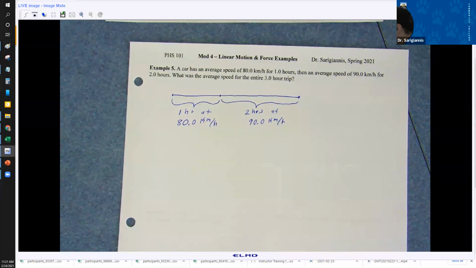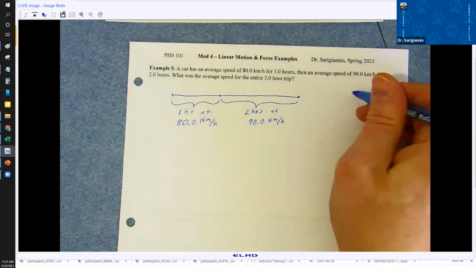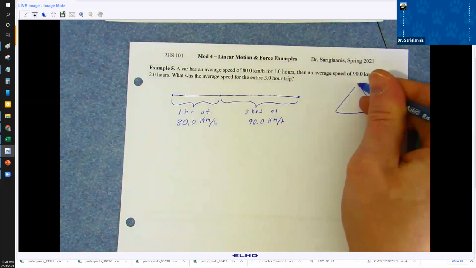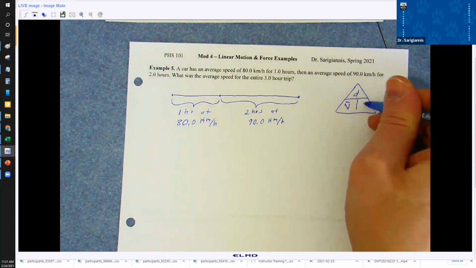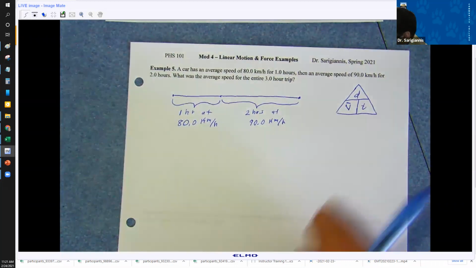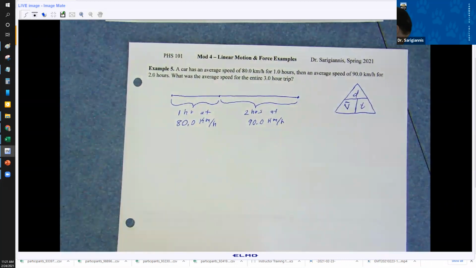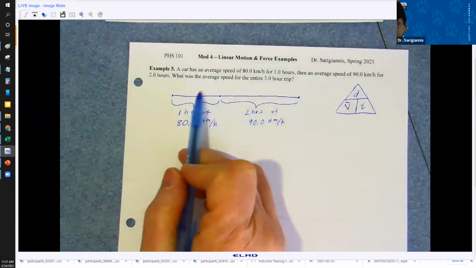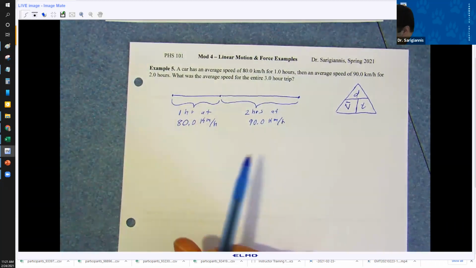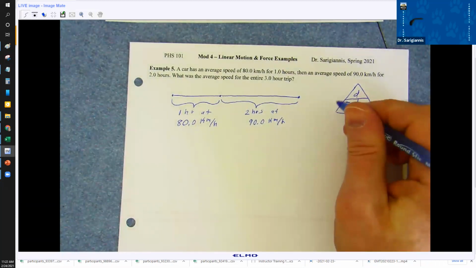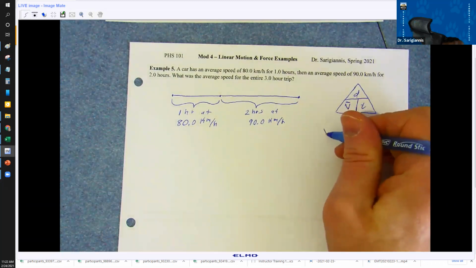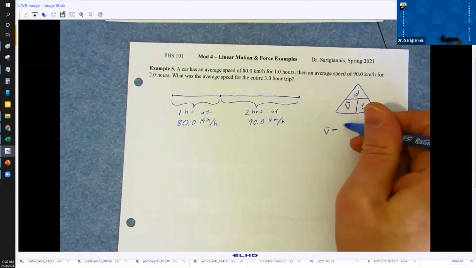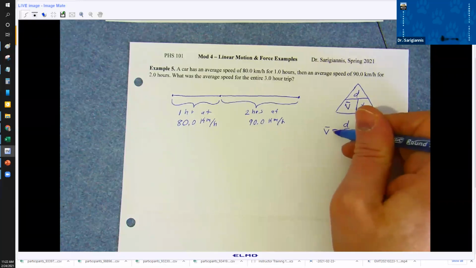There's a few ways to do that. I'm going to show you basically the simplest way. Remember our triangle for speed, right, which we just covered. V bar is d over t. The first thing we're going to do is find out, we don't know the distance that each one's traveled, right? So let's look at this. We want to find the average speed for the overall trip. So V bar is d over t, right?